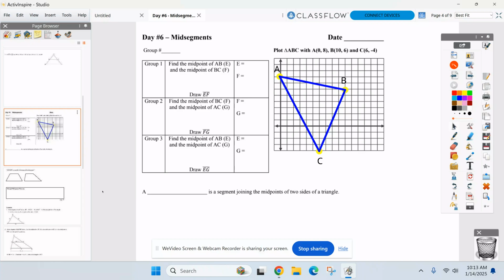Make sure you at least compare with your groups what your answer is.